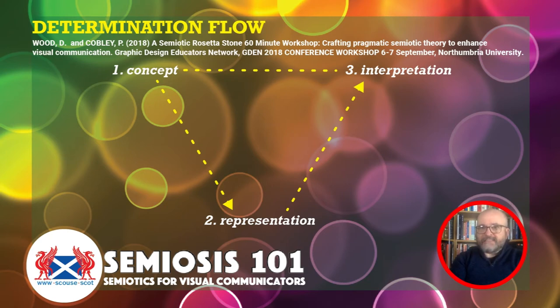And as designer-centric terms, we've got it down to concept, replacing object, representation, replacing the Peircean term of representment, and interpretation, replacing his term of interpretant. So these three terms have come from workshopping the terminology from Peirce, myself and a professor, Paul Cobley, a semiotician, through a workshop we did with the Graphic Design Educators Network in 2018. These are three words that are more designer-centric that I now use to replace the terminology that has actually been used in Peircean books and by Peirce himself. So these are more designer-centric terms.